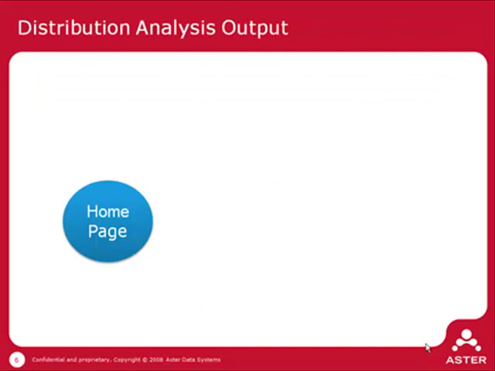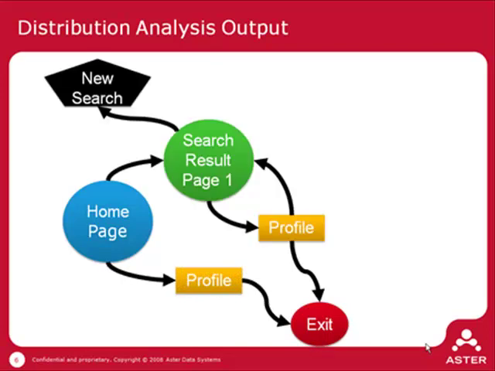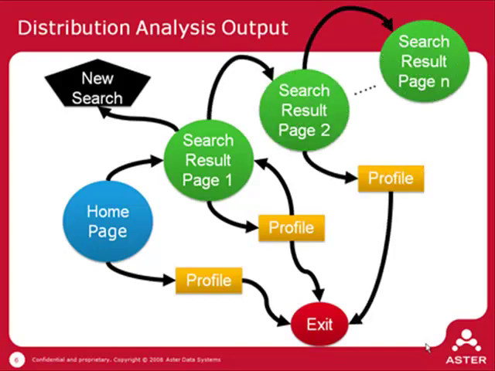Graphically, what this may look like is you can understand all of the different end nodes. You can see a home page where a user may go from a home page to a profile and then exit the site. They may go from a home page to the first search results page, then maybe view a product or user profile and then exit, or potentially start a new search. They may go to the second page. They may go to n number of pages.